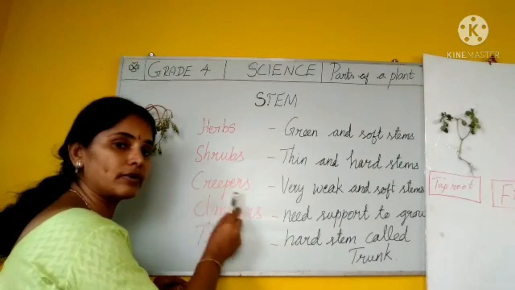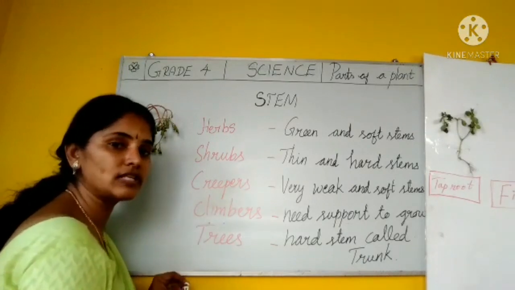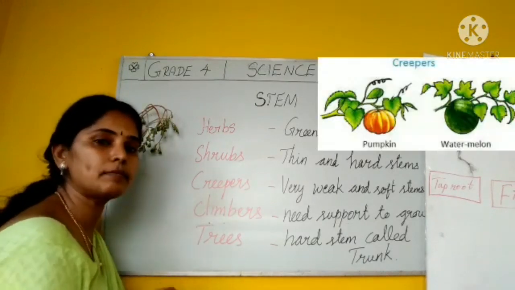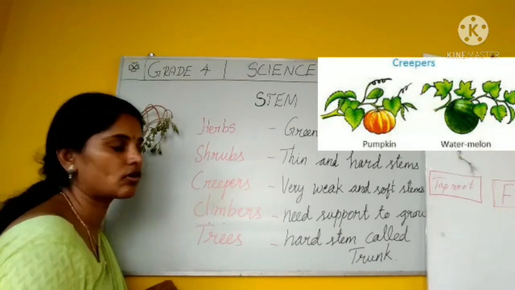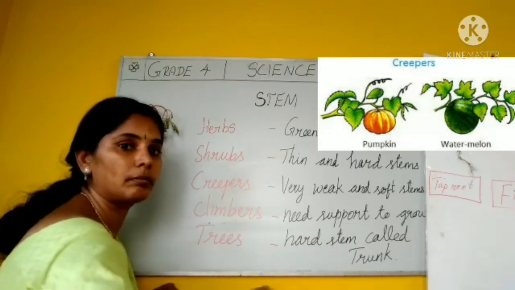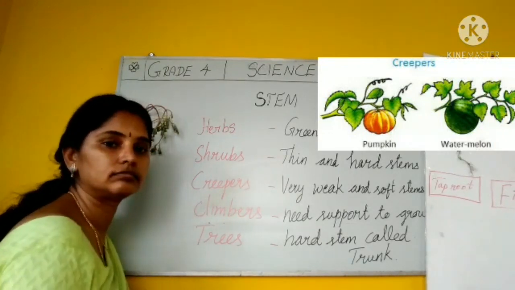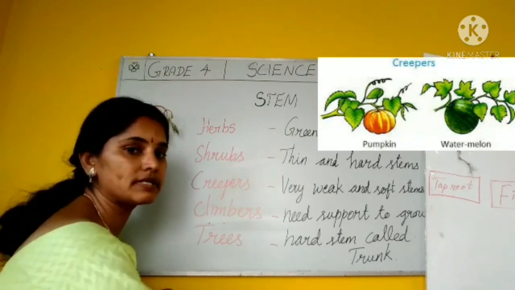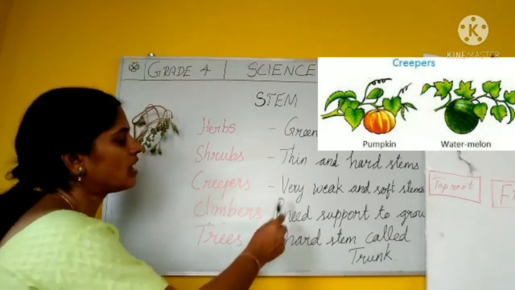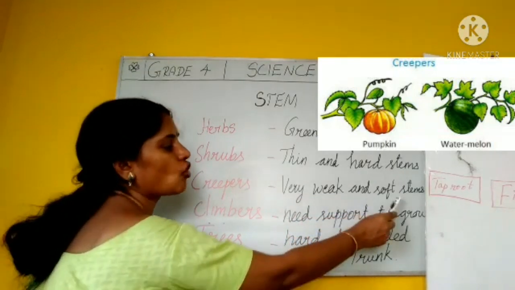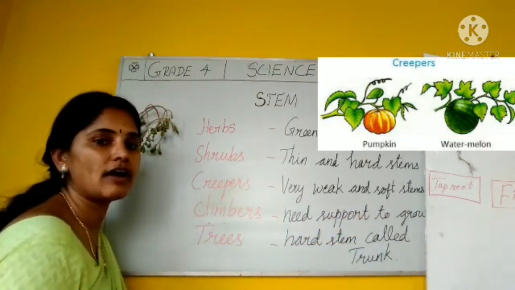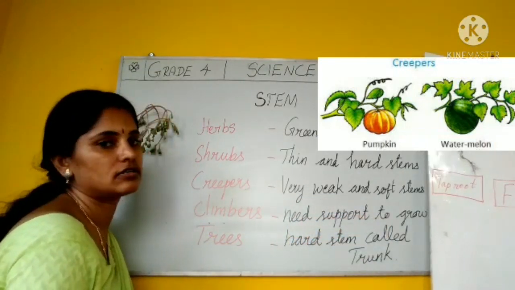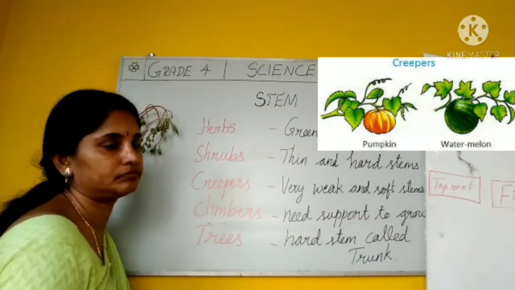And creepers. Some kind of plants we call creepers. They spread along the ground; have you seen that? Creepers spread on the ground. Very weak and soft stem. Creepers are very weak and soft stem.